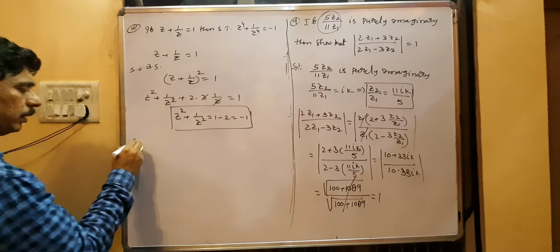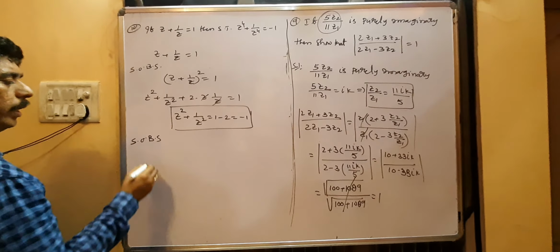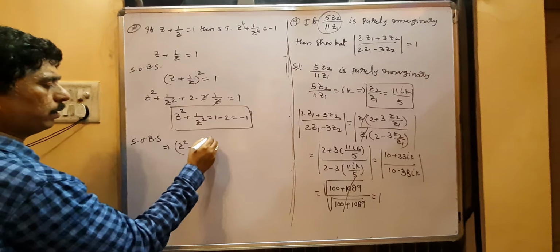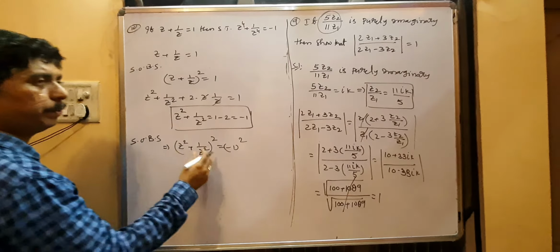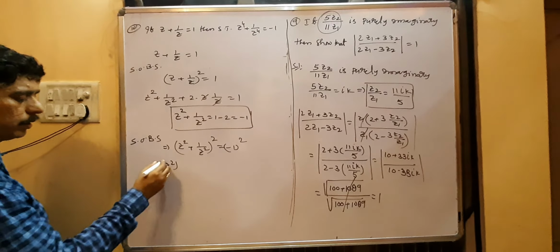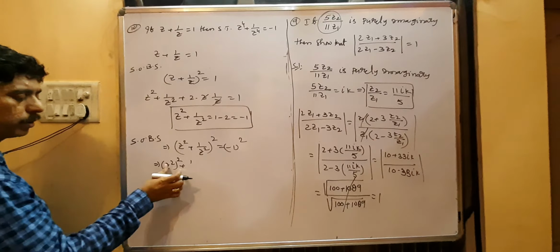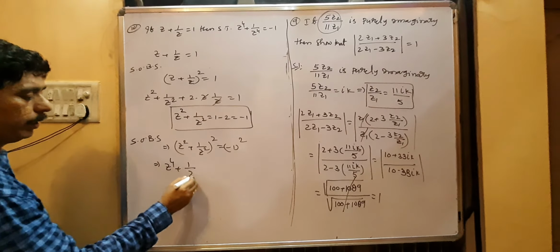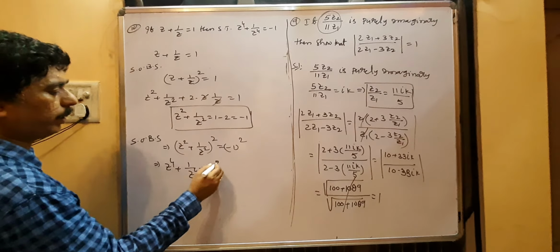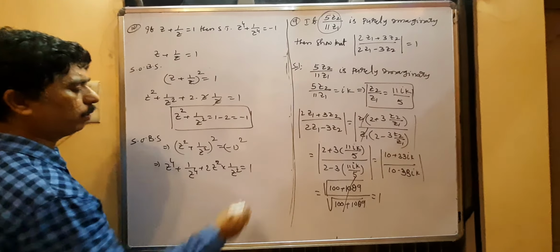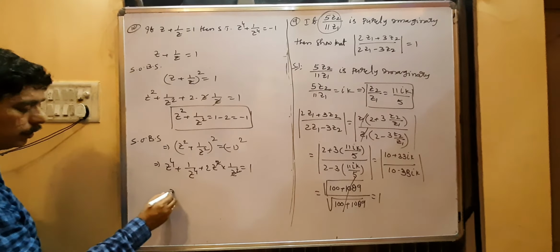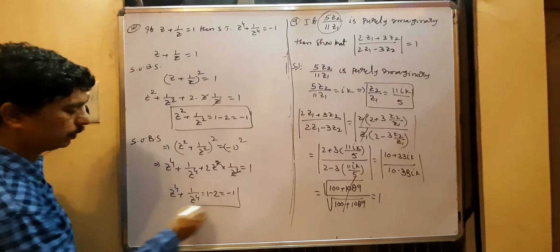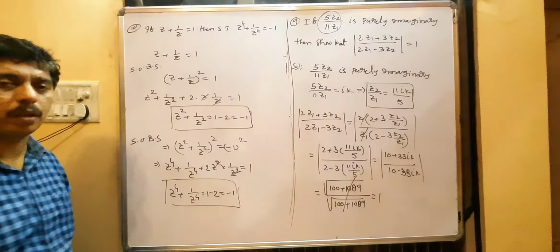Again squaring on both sides. (z square plus 1 by z square) whole square equals (minus 1) whole square. By the (a plus b) whole square formula, we have (z square) whole square plus (1 by z square) whole square. (z square) whole square means z power 4. 1 by z power 4 plus 2 into z square into 1 by z square equals 1. z square cancels, plus 2 brought to the right side. So finally z power 4 plus 1 by z power 4 equals 1 minus 2, that is minus 1, is the answer. This is without using the complex numbers.